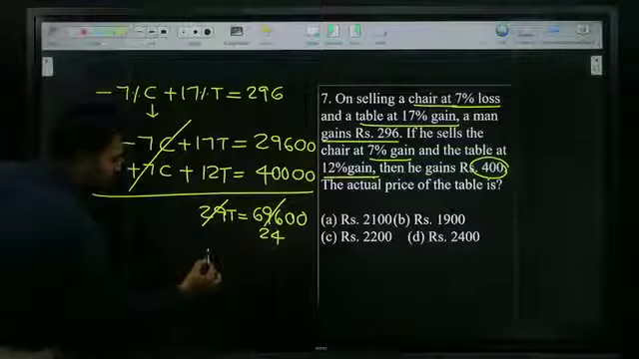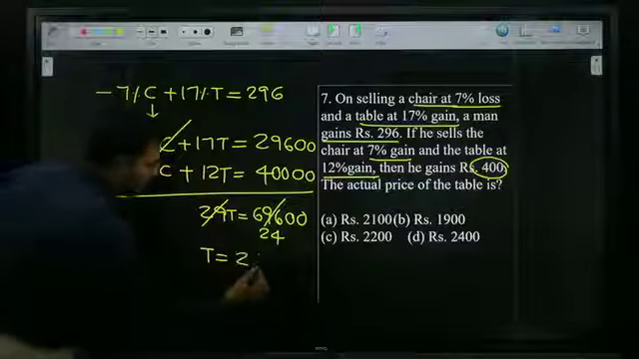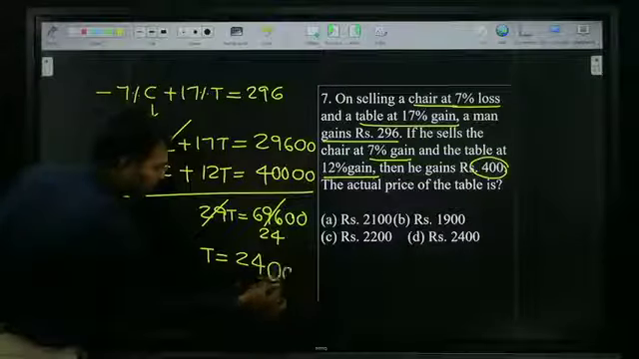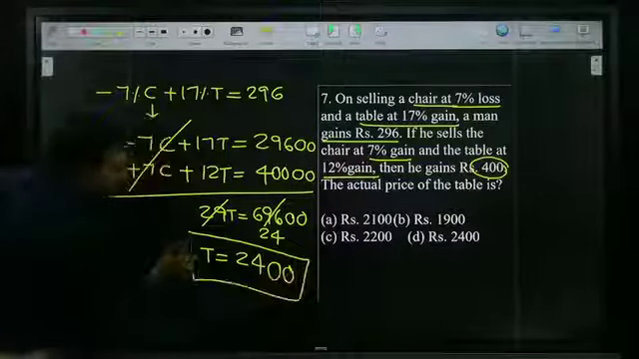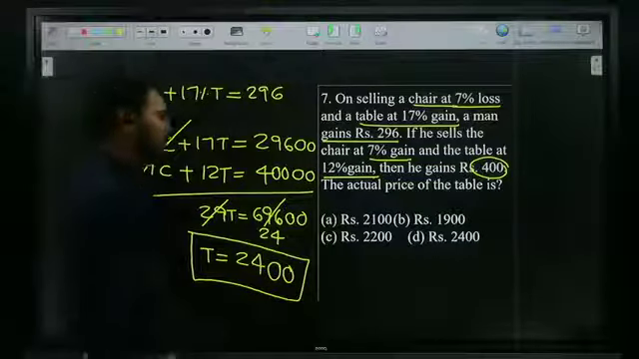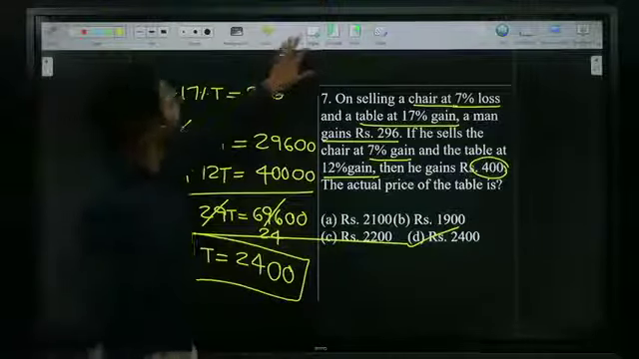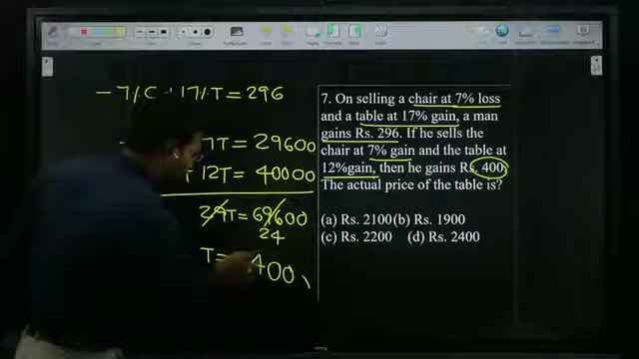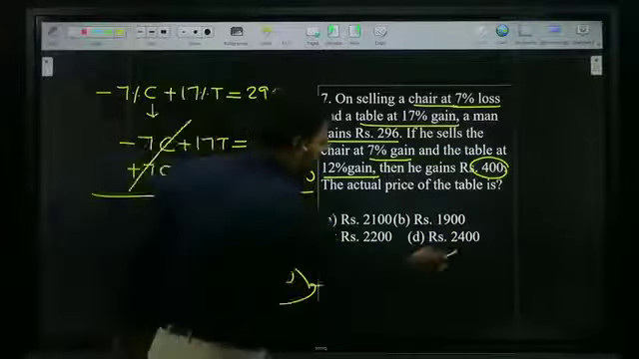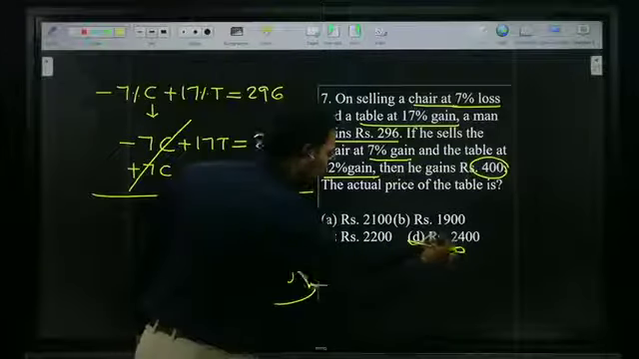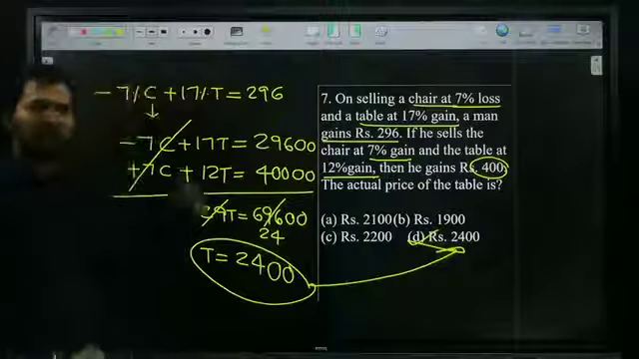Okay, Namma. Therefore the table cost is equal to 2400. They're asking the table price only. The actual price of the table is how much, Amma? 2400. All of you clear, andi? All of you understood, Amma? The table price is what, Amma? 2400. Your option is option number D. All of you understood, andi?